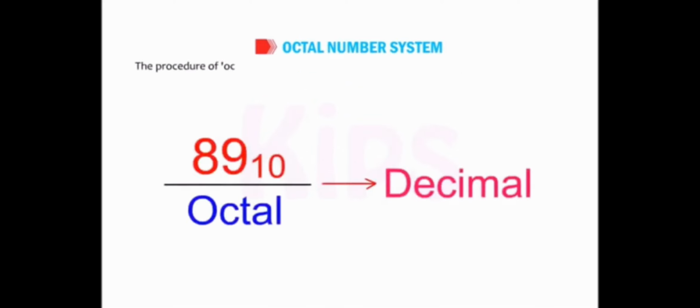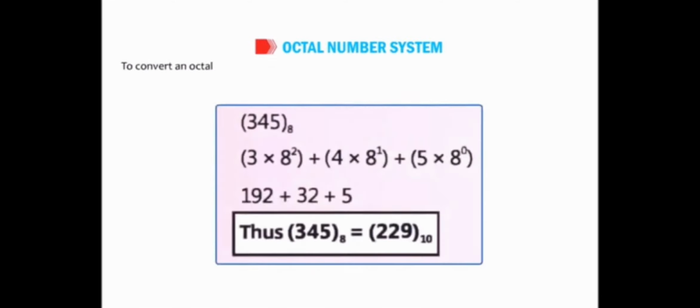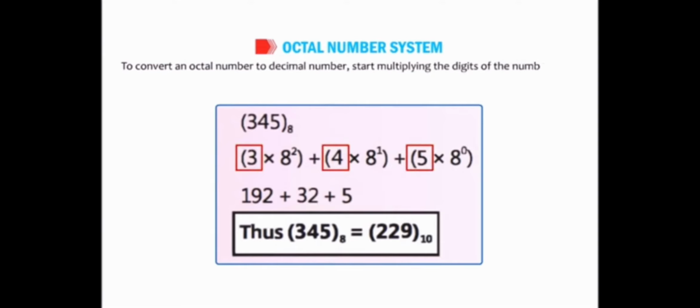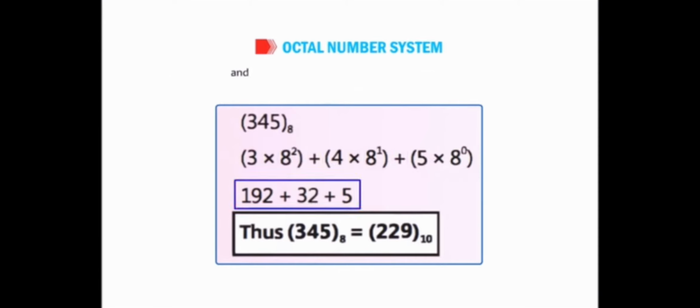The procedure of octal to decimal conversion is similar to binary to decimal conversion. The only difference is the change of base. To convert an octal number to a decimal number, start multiplying the digits of the number from the right-hand side with increasing power of 8, starting from 0, and finally calculating the sum of all the products.